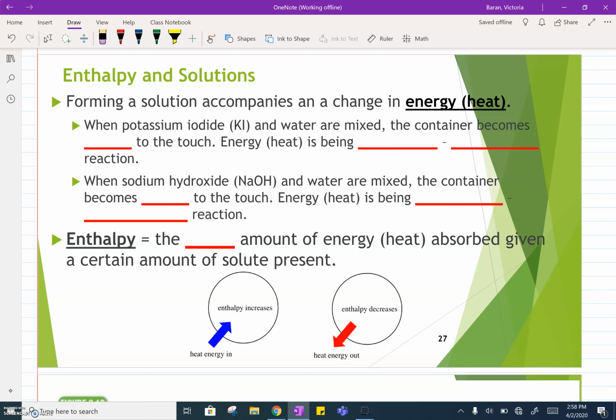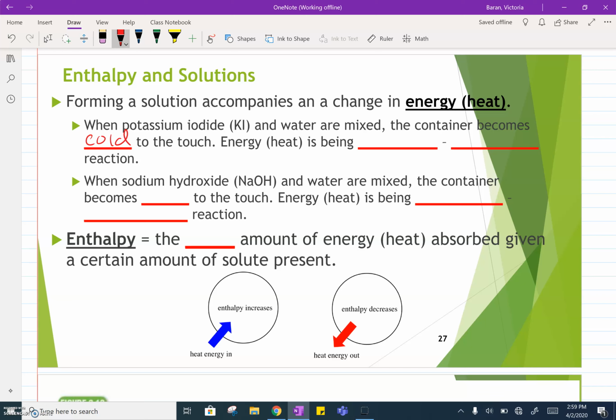So I'm going to go over two examples here for two different situations. So let's say we have potassium iodide, which is KI. That would be your solute. And we dissolve that in water, which is our solvent. When you do that, the container that the reaction is occurring in will actually become cold to the touch.